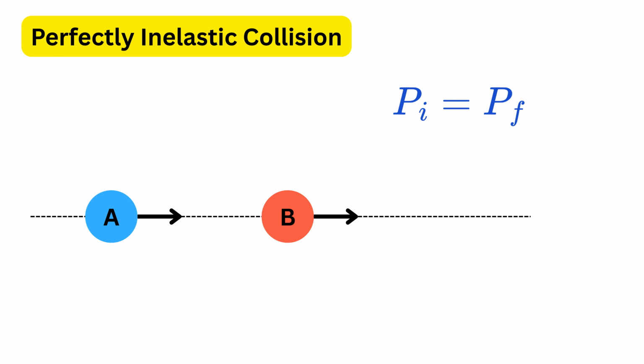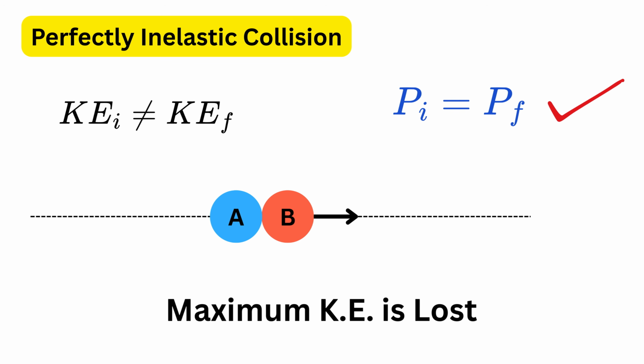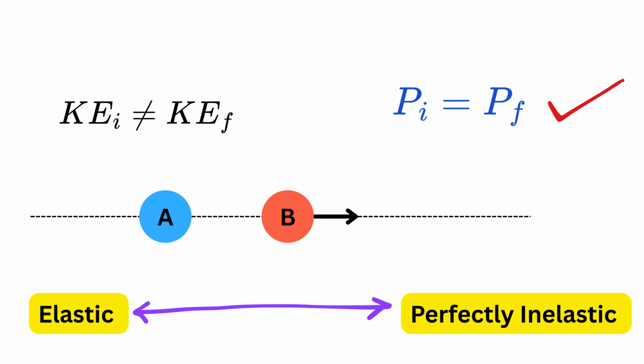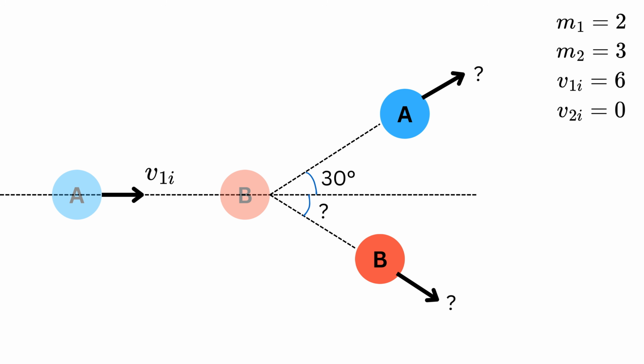Then, a perfectly inelastic collision is the other extreme where the two bodies stick together after impact and move as one mass. In that situation, total linear momentum is still conserved, but kinetic energy is not conserved. Some kinetic energy is irreversibly lost to internal energy, deformation, or heat. Perfectly inelastic is the case in which maximum kinetic energy is lost. Most of the time, real collisions usually lie between the elastic and perfectly inelastic extremes, and they are called inelastic collisions. Okay, now let us solve this problem step by step.